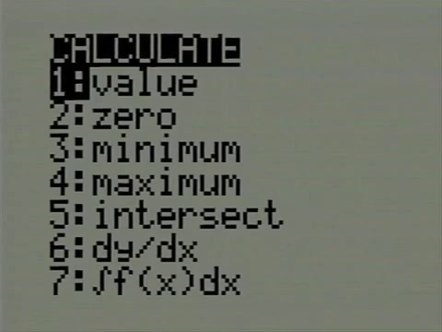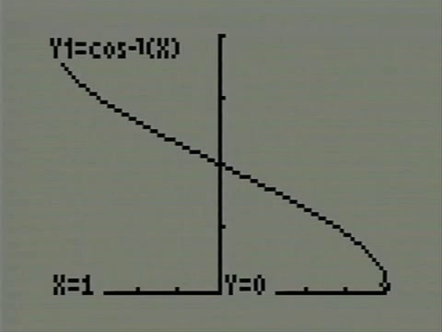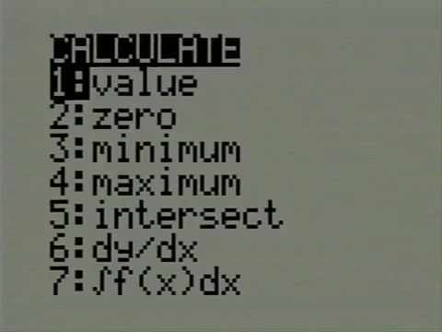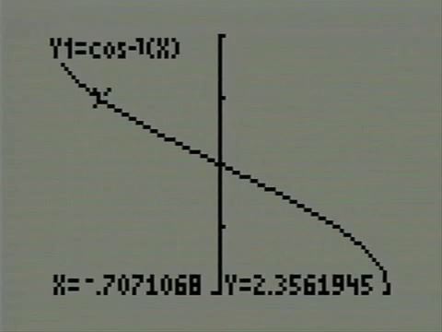To check the work that I did, I'm going to go to Calc and choose the option called Value. The first value I want to put in for x in my inverse cosine function is the number 1. When I push Enter, it tells me that when x is 1 in the inverse cosine function, y is 0, which confirms what I found. The second problem that I worked, using value again, said put negative the square root of 2 divided by 2 in for x in the inverse cosine function. When I push Enter, I get a decimal, 2.356, and so forth. If you check that out, you'll find that that's exactly 3 pi divided by 4.